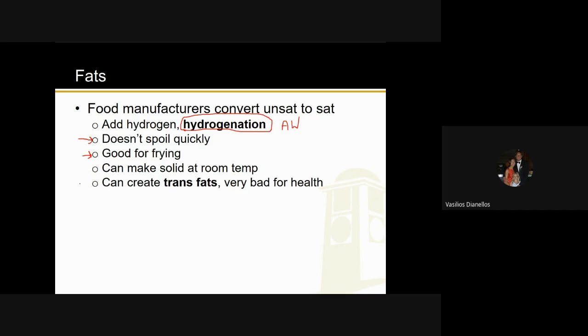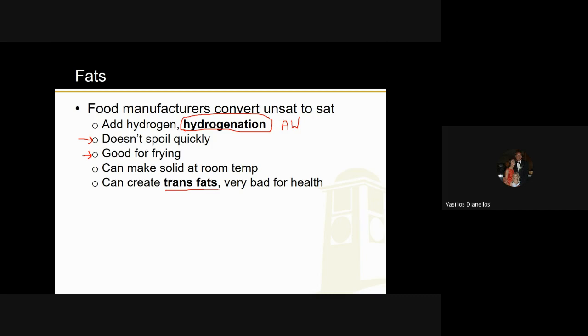And the bad thing is, though, it can create something called trans fats, which are very bad for your health. And I'm not going to ask you any questions about trans fats because if I remember correctly, that's all your book says about them, is that they're very bad for your health. So I'm not going to take the time to talk too much more about them. You can look them up for independent work if you want. What are trans fats? Why are they so bad for your health? Where can you get them? Things like that. Any questions about this slide?